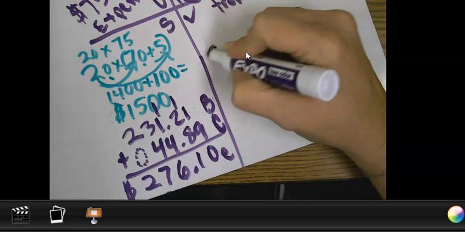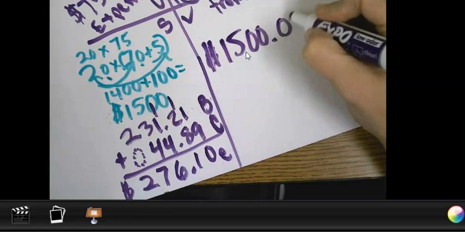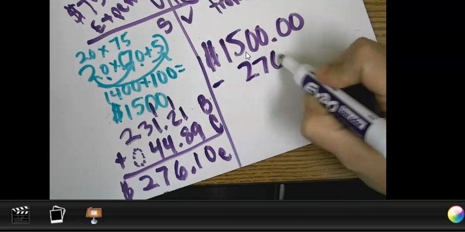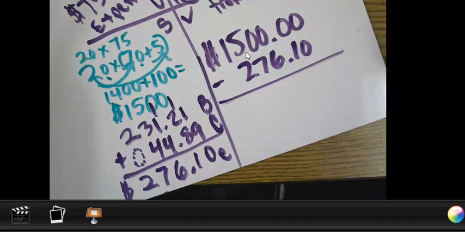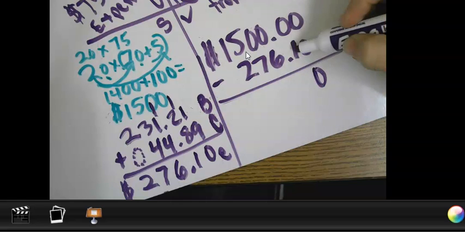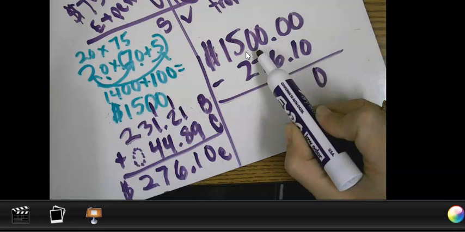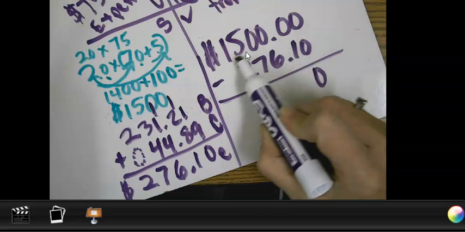Okay, we're going to have to take that away from this $1,500 that she was paid for those 20 paintings. So we have $1,500, and we're going to take away the $276.10 that she spent on expenses. That's kind of tricky to say. All right, so 0 minus 0 is 0. I can't take 1 from this 0. And my neighbor next door, he can't share. This one can't share.